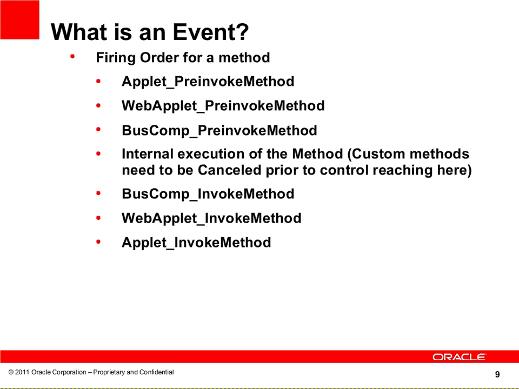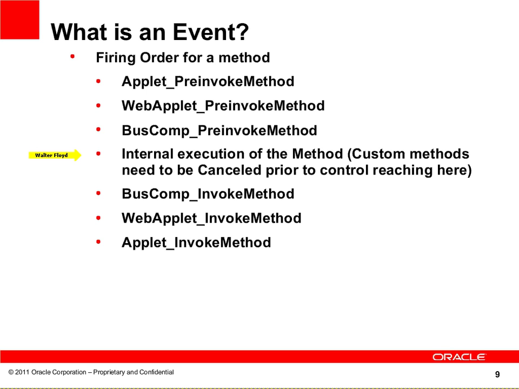Okay, after the business component pre-invoke method event fires, then if it is a built-in method that's firing, like write record, at that point, the internal execution of the method happens. The Siebel C++ code is executed. In each of these events that fire beforehand, you had the opportunity of doing cancel operation. If, for some reason, through scripting, you determined that you did not want that operation to happen, you would do cancel operation, and then this step gets skipped.